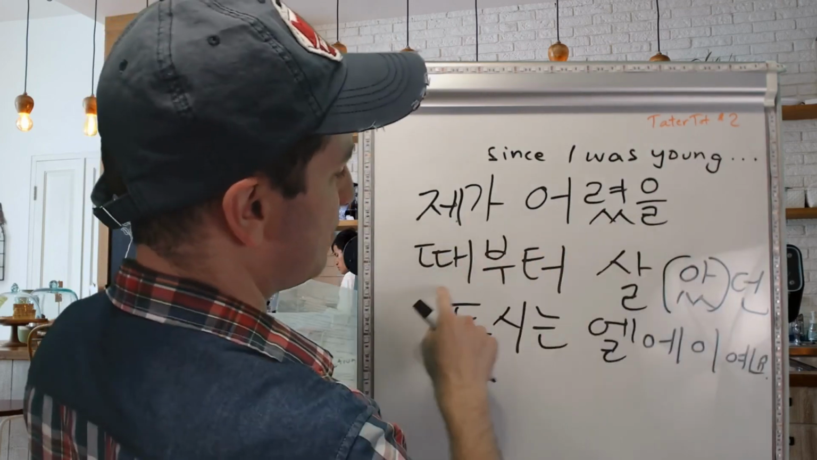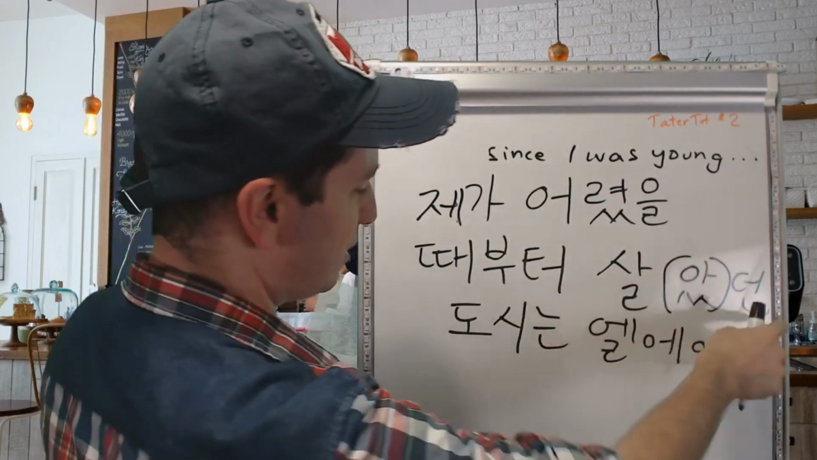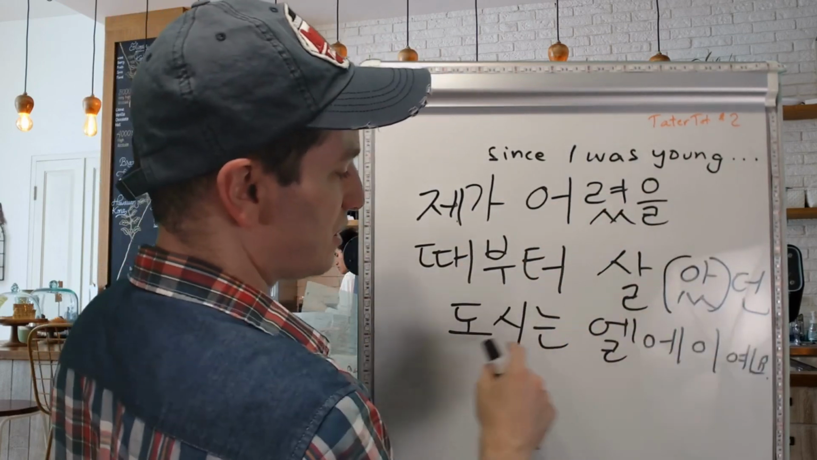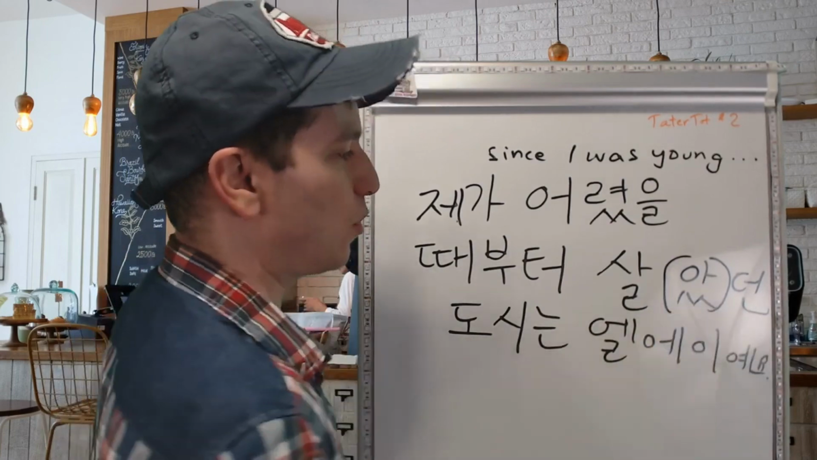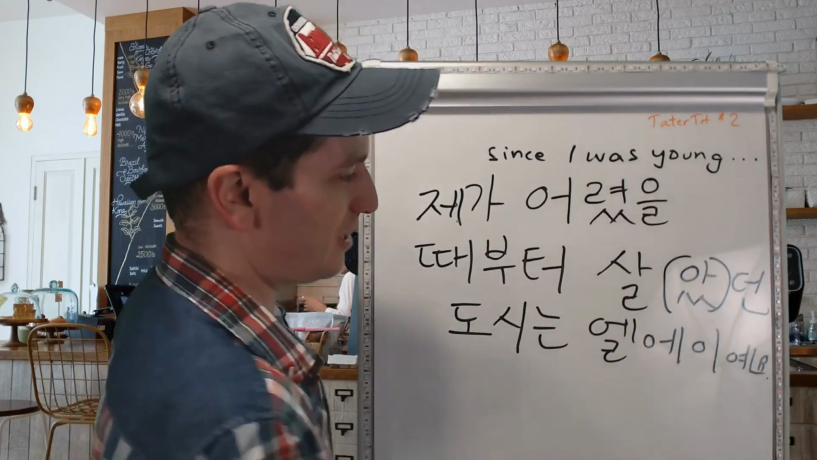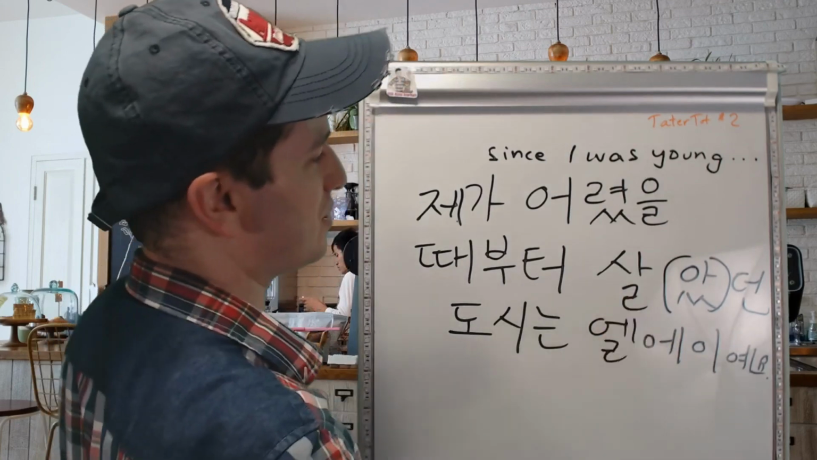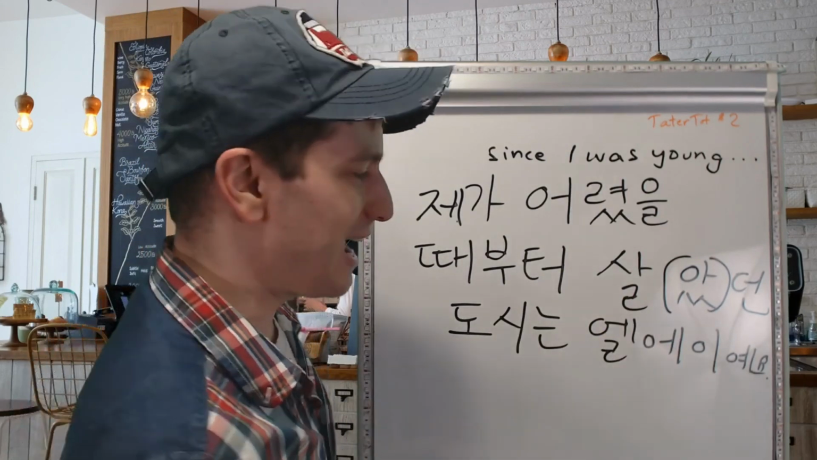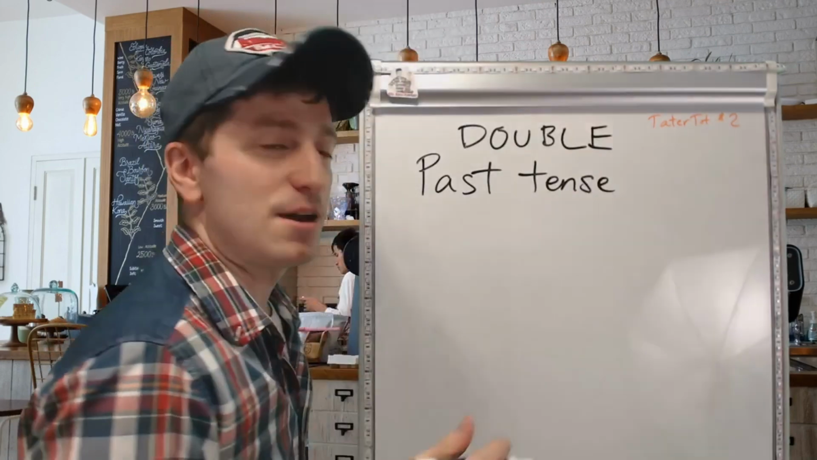제가 어렸을 때부터, since I was young, 살았던 도시 or 살던 도시, the city that I lived in or the city that I used to live in, 살았던 도시는 LA예요. So the LA is the city that I lived in when I was younger. So if you currently live in LA, you could only say 살던, double past tense, right?